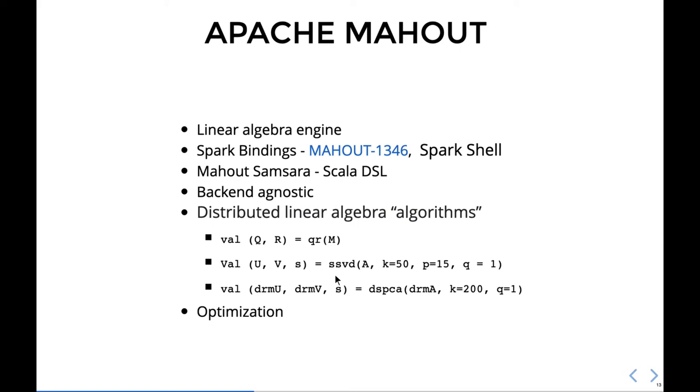So optimization is done under the hood. Like if you want to do a transpose matrix multiplication of A, then it will use an optimized algorithm like transpose times self, and we can visualize various things and graphs using Zeppelin.